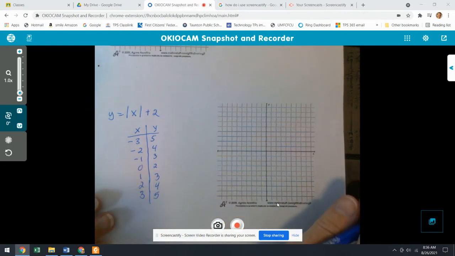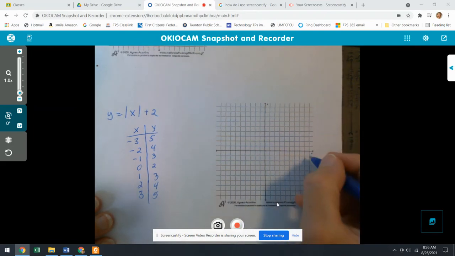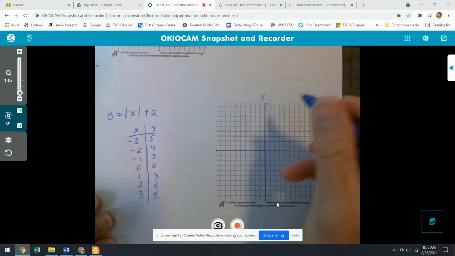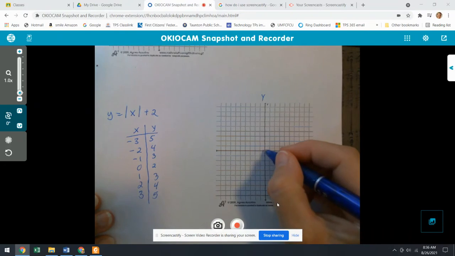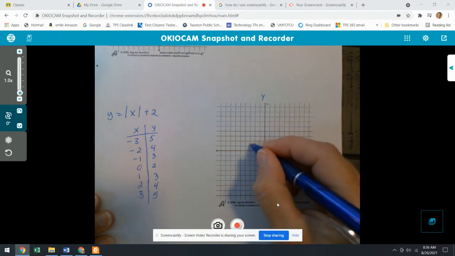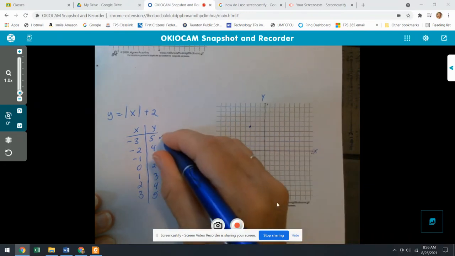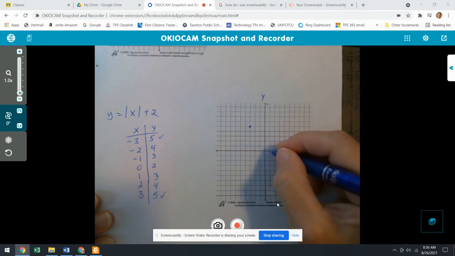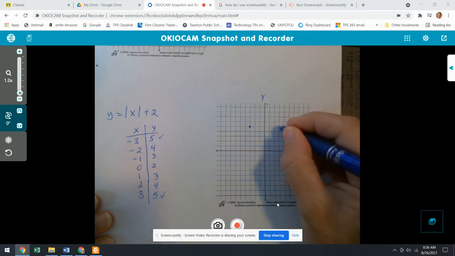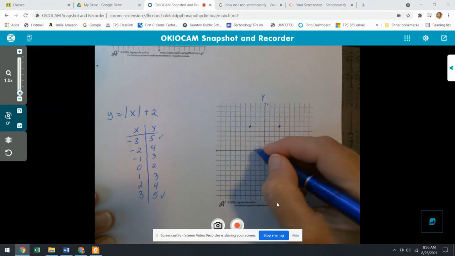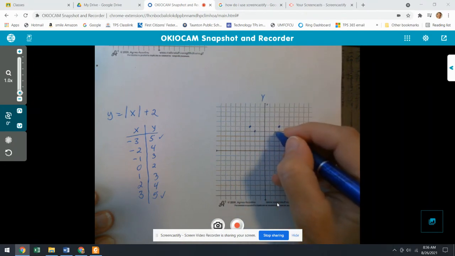Okay. So same deal, come over here. This is our X, this is our Y. We're just going to plot the points. If we go over to -3, 1, 2, 3, we're going to go up to +5. I'm also going to plot +3, +5. -2 will give me 4, +2 will give me 4.